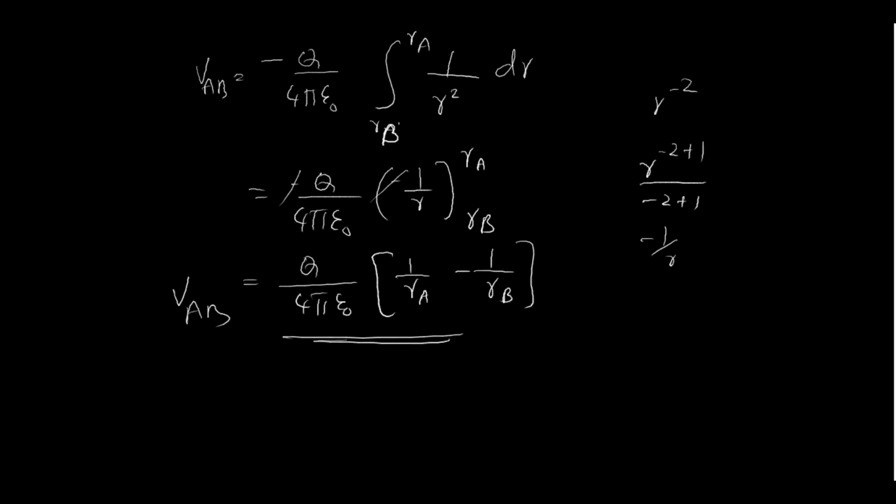So the expression for VAB is equal to Q by 4 pi epsilon 0 times 1 by RA minus 1 by RB. Now we'll go for the next topic. This is the potential difference we know. For more detail, we'll define potential at a point.